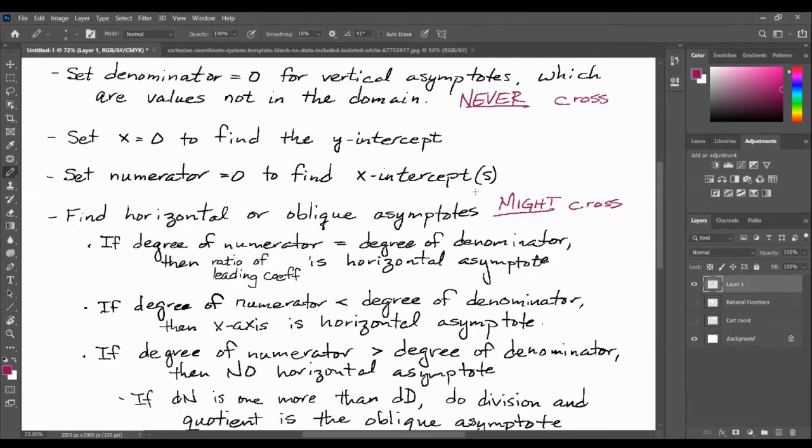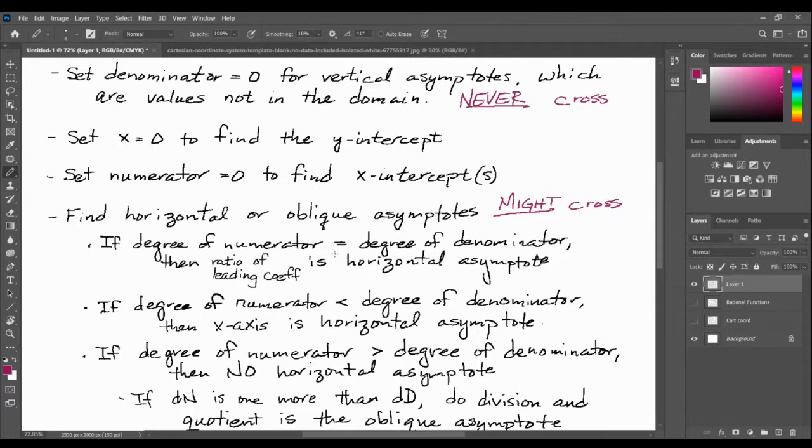Oh, did I say that wrong? We set x equal to 0 to find y-intercepts. We set y equal to 0 to find x-intercepts. And the reality is it will turn out to be just the numerator we're setting equal to 0 to get those x-intercepts.